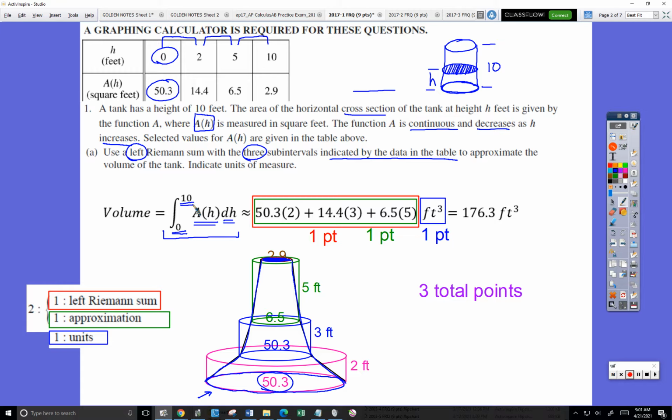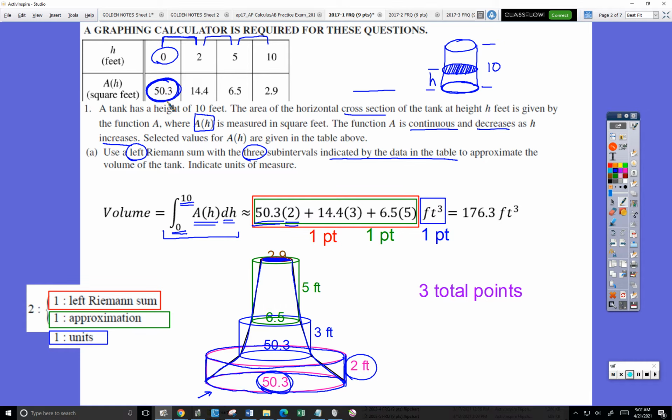So we're supposed to do a left Riemann sum, which means we are basically approximating that for the first 2 feet of the tank, the area of every cross-section will be 50.3 because we're doing a left Riemann sum. We're making this assumption, which is not true, but we're just trying to do an approximation. And we're going to find the volume of that cylindrical disc down here. The volume of that disc is 50.3 multiplied by a height of 2. That's right here. It's because we're doing a left Riemann sum, so we're picking the value of A on the left.